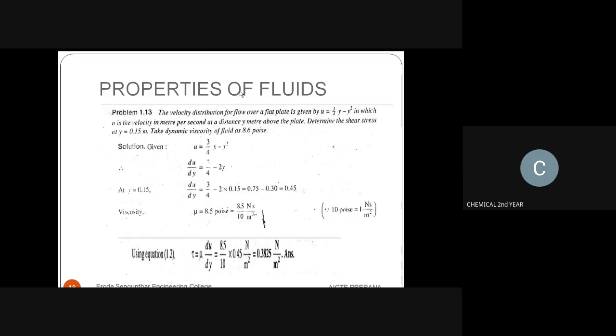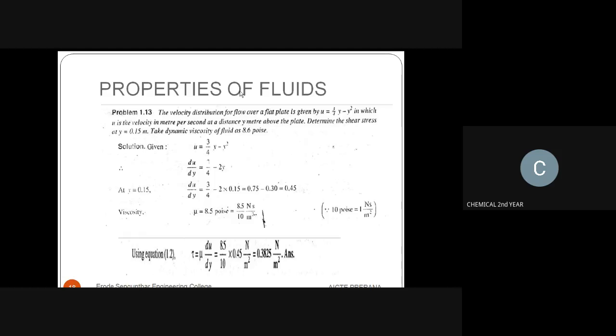Okay, so the given velocity equation is u is equal to 3 by 4 y minus y square. So from that you need to calculate the change in velocity with respect to change in distance. So du by dy is equal to 3 by 4 minus y square. If you differentiate y square, you will be getting 2y. So 3 by 4 minus 2y, right? So we need to determine the shear stress at y is equal to 0.15 meter. So at y is equal to 0.15 meter, what is du by dy? So du by dy is equal to 3 by 4 minus 2y.